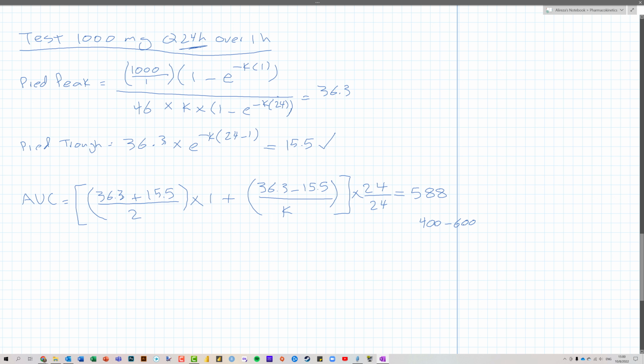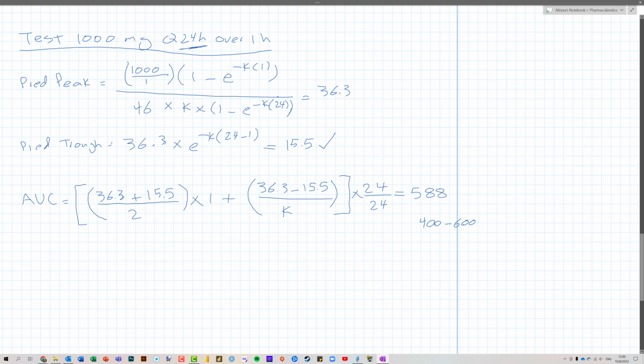But then when you calculate predicted peak and trough, you will also have some differences. So if you were to test 1000 milligram every 24 hours using the green K, you essentially would end up with a predicted peak of 38.3.